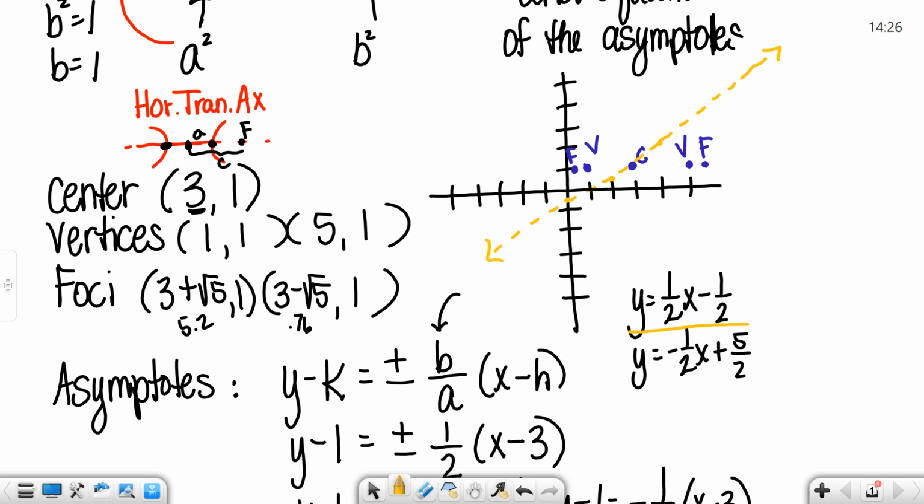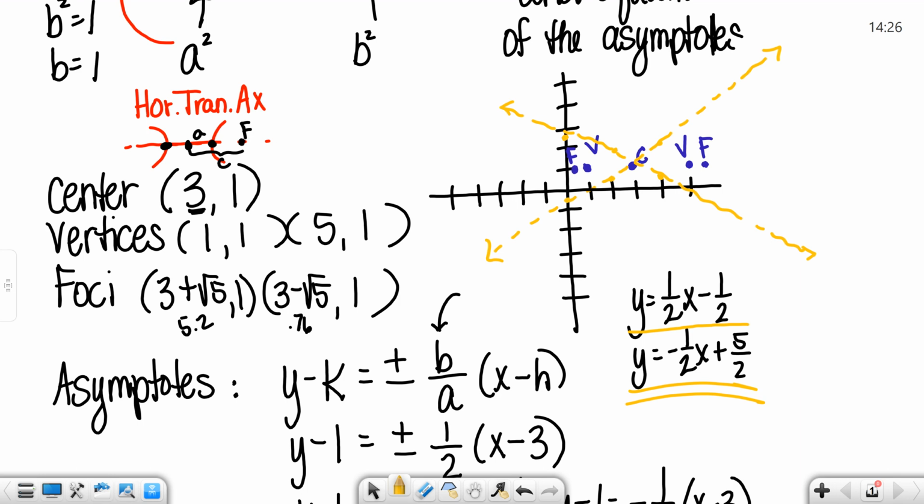So there's that first asymptote. All right, so let's graph the other one. My y-intercept is 5/2, which is 2.5. So 2.5 would be about right here. And my slope is negative 1/2, so I'll go down 1, to the right 2. Down 1, to the right 2. So this line, something like this. Both asymptotes go through the center.